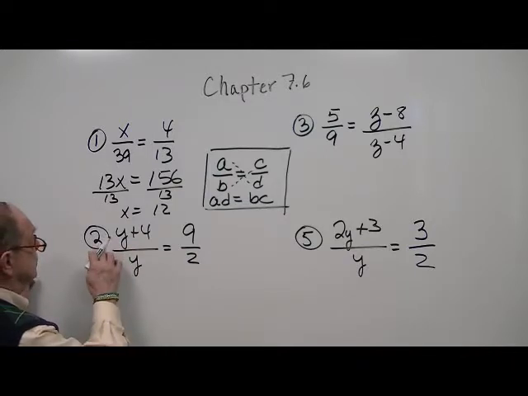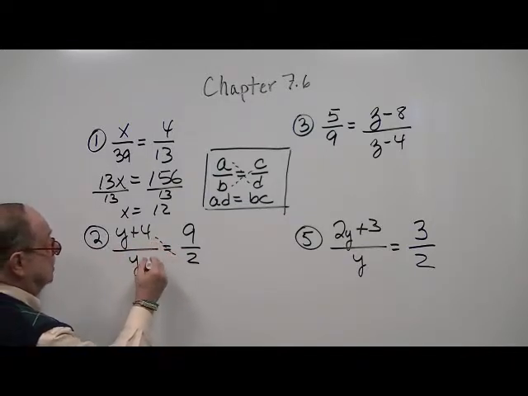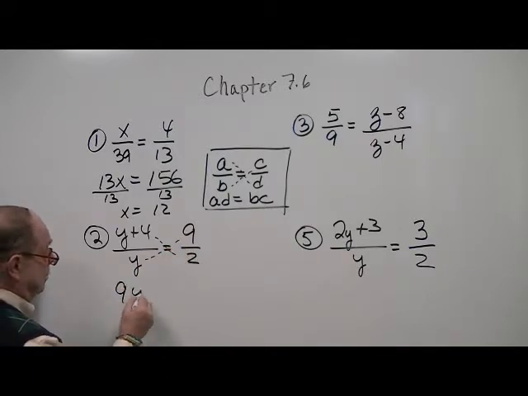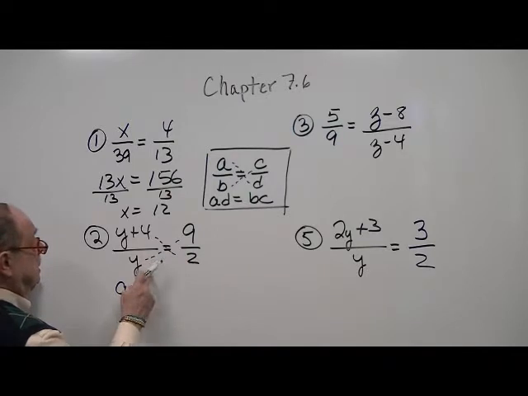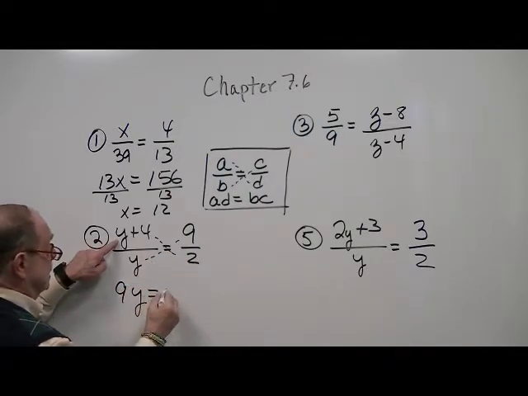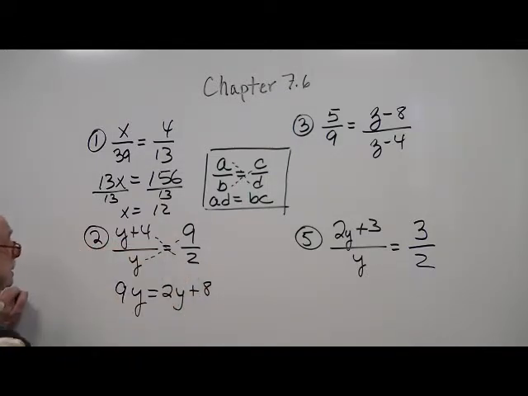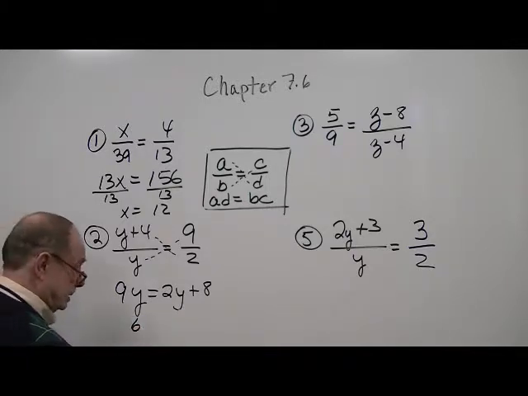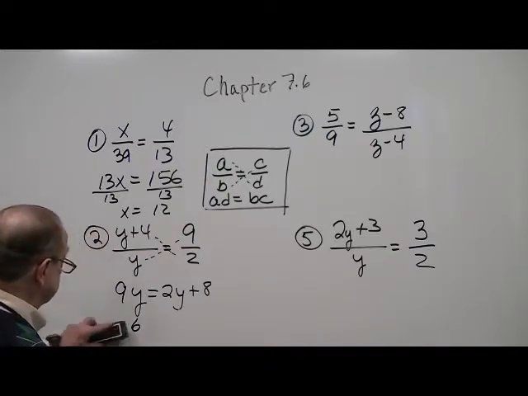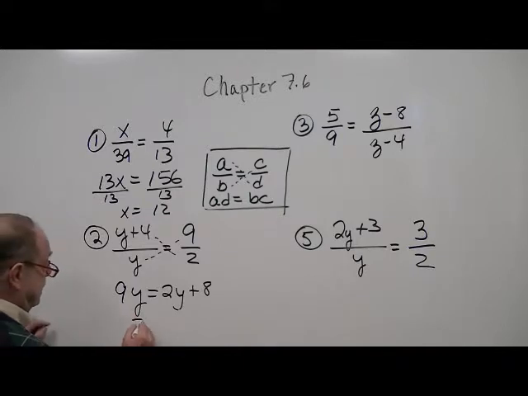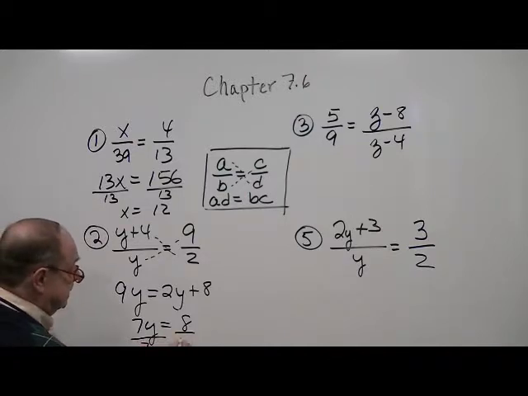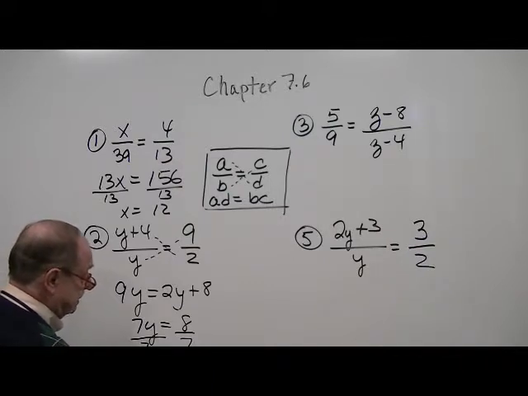So going on to example 2, again, we're going to cross multiply, and we get 9y. And then we get 2 times y is 2y plus 8. Now we transpose the y, and we get 7y equals 8, and then we divide both sides by 7, and we get y equals 8/7.